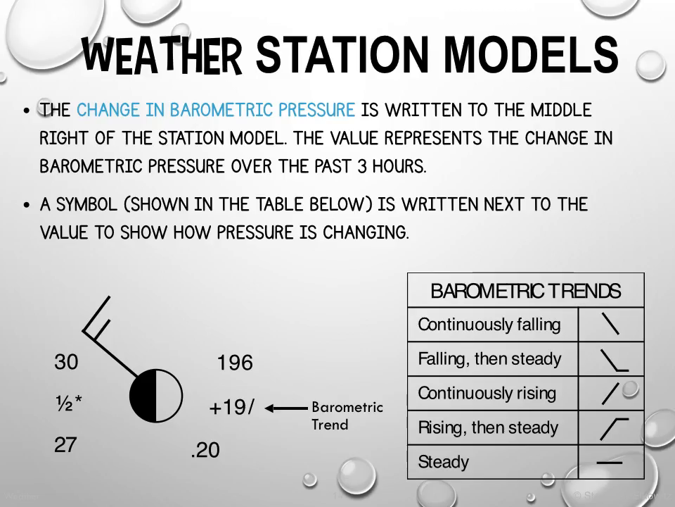The change in the barometric pressure is written right underneath it, and depending on if it's continuously falling, falling steady, or rising, you'll have a slash or a slash with a horizontal line, depending on how the barometric pressure is reacting in our weather area.